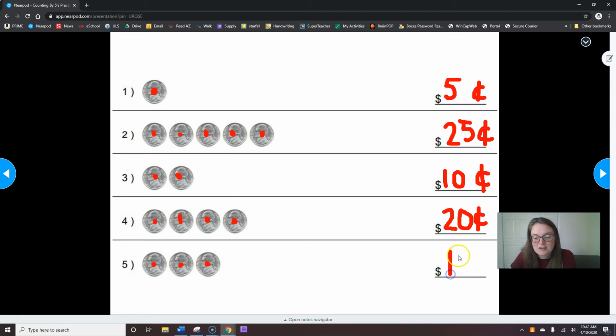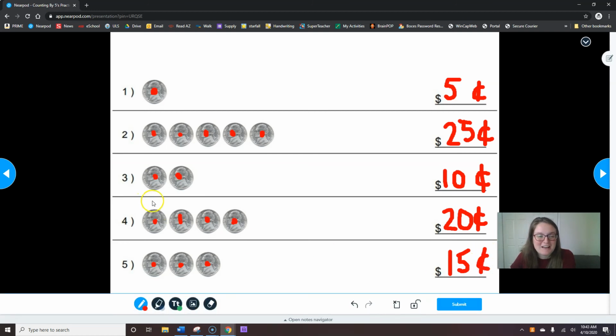That's our last one. I know this was a hard lesson that I probably put a little too much in, in hindsight, but we got it done and I'm so proud of you. Great job practicing counting by fives to count how much value for each group of nickels.